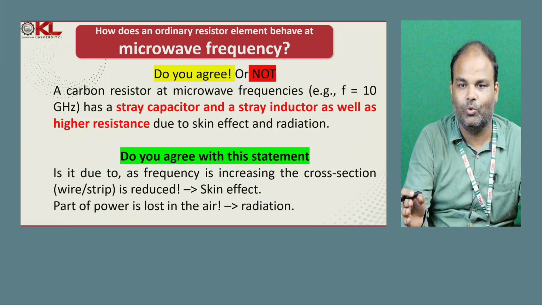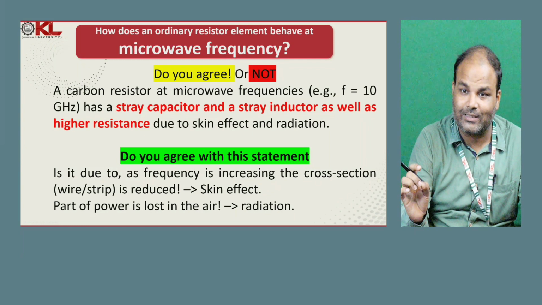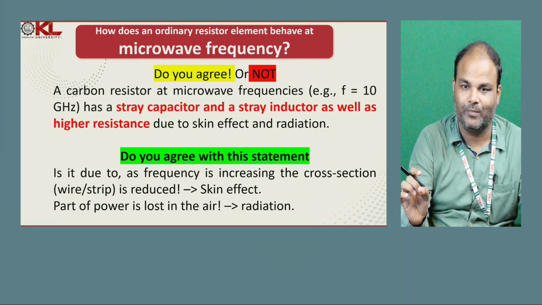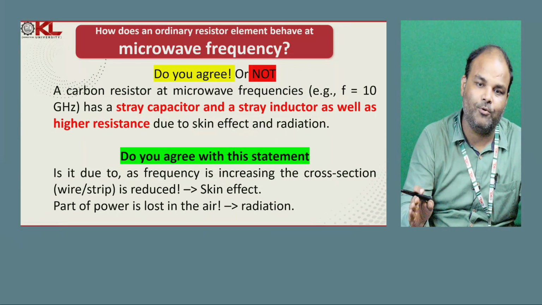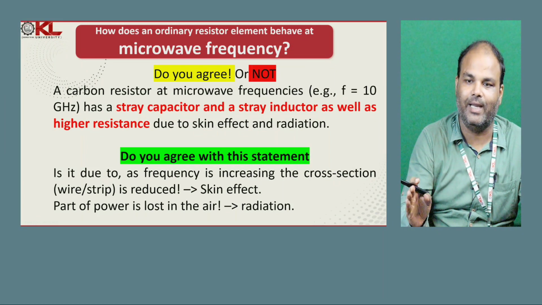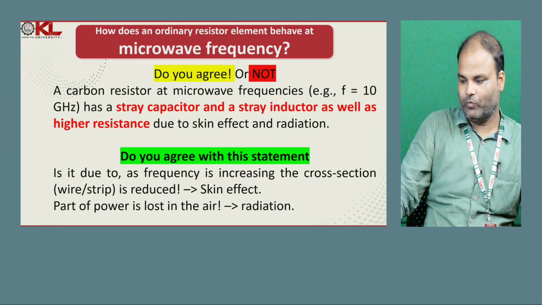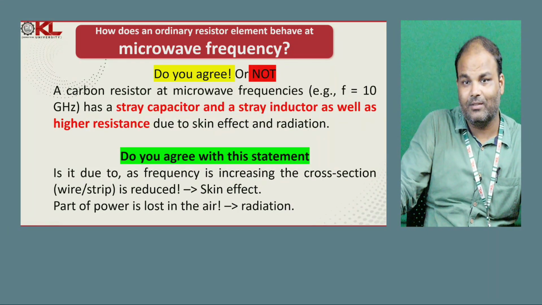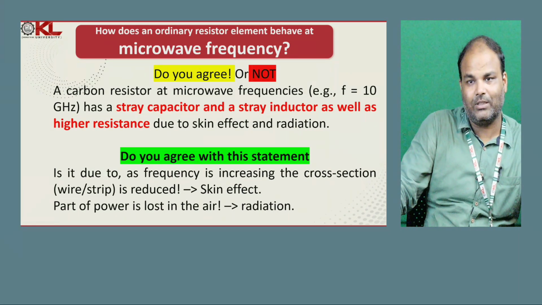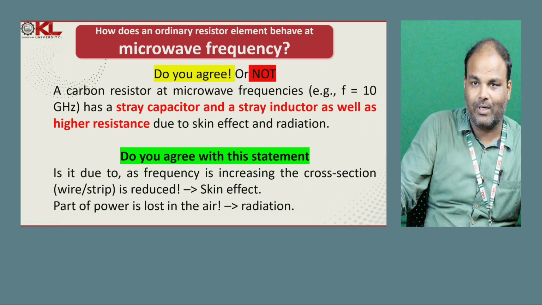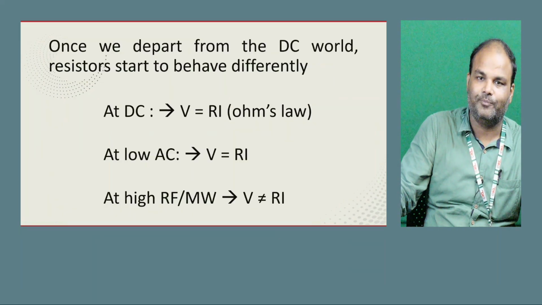As frequency increases, the cross section is reduced, and that is known as skin effect. Second, part of the power is lost in the air, that means radiation. So due to these two things we get a stray capacitor and stray inductor. This is the most important point we need to discuss.